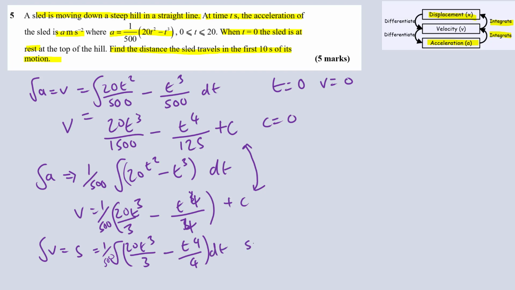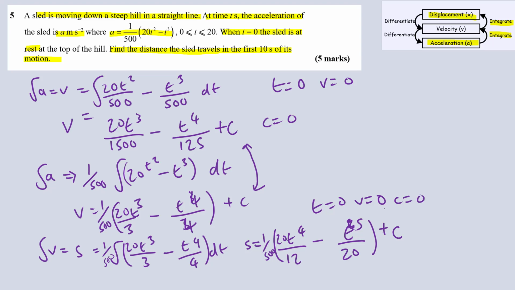So s is going to equal, raise the power by 1, divide by the new power, so that's over 12. That 20 is still going to be there. Let's not forget the 1 over 500. Minus, raise the power, divide by the new power, so that's over 20. And that's plus c again, don't forget that. Now we know when t equals 0, v equals 0. You write that there, so c equals 0. So s is essentially what we have here.